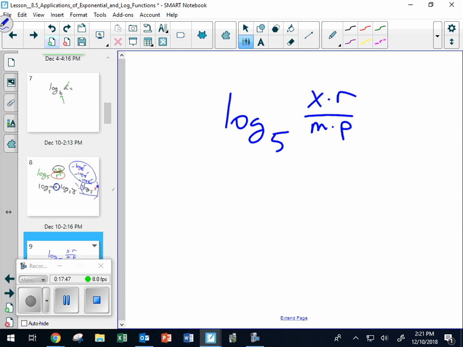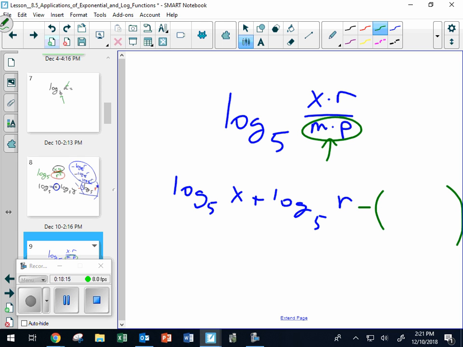I'd have to split this up into log base 5 of x plus log base 5 of r. Do you get how I did the top? On this one, I would need parentheses because I'm subtracting these 2 things, and that negative needs to get distributed. So the question really comes down to if there's 2 things on the bottom, then you would need parentheses, like this. And that way, this negative will get distributed to both of them. You know what I'm saying?